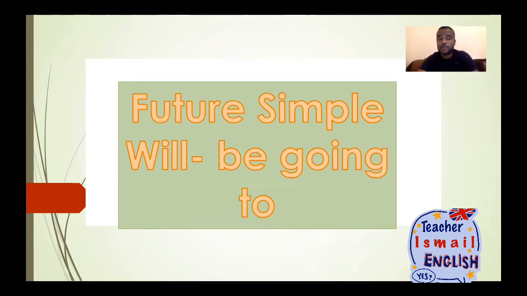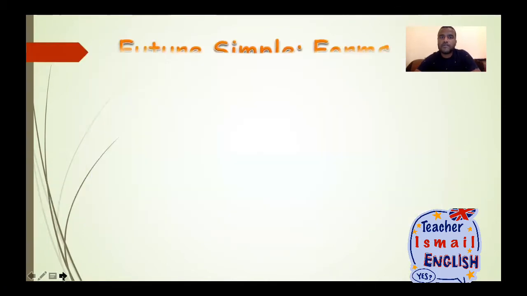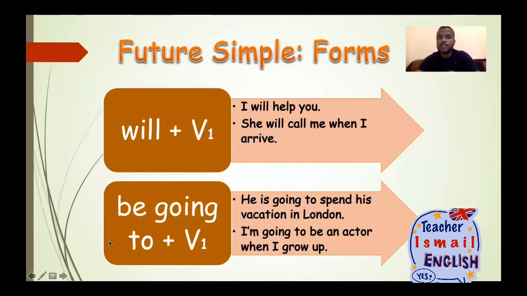We have simple future. Sometimes we can use will, and sometimes we are going to use be going to, which means the verb to be plus going to, etc. But there is a difference between will and going to in future. Okay, so let's start. First of all, we have here future simple. We have will and going to.